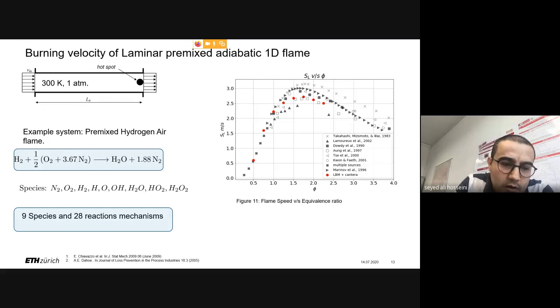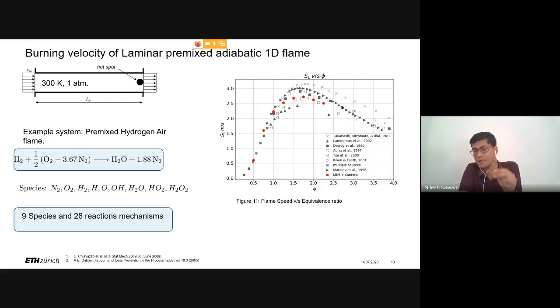And even with Cantera, we have another question of which transport model to use, because there are two of them. There is a mixture average model, and then there is the other model, which they call multi-component.